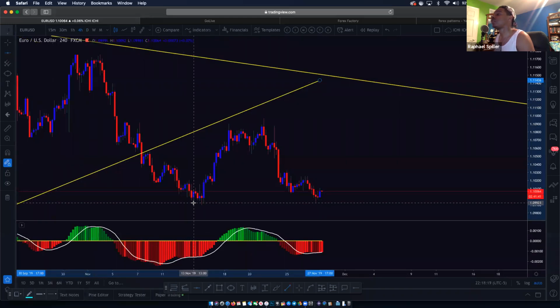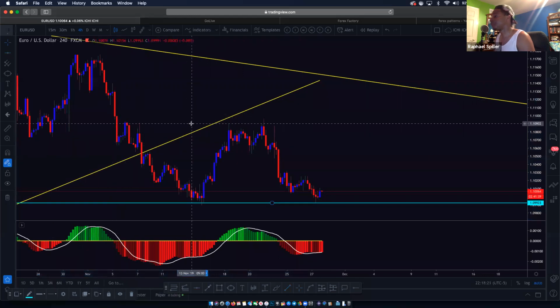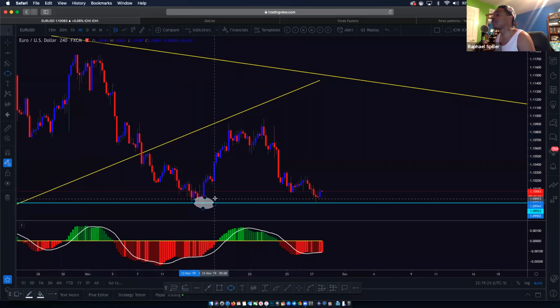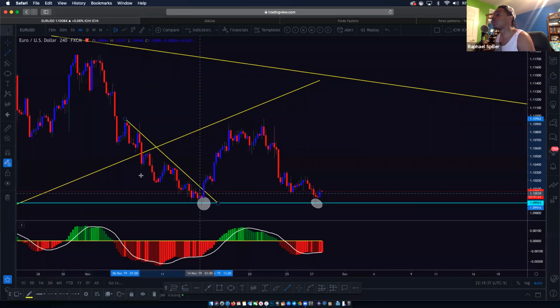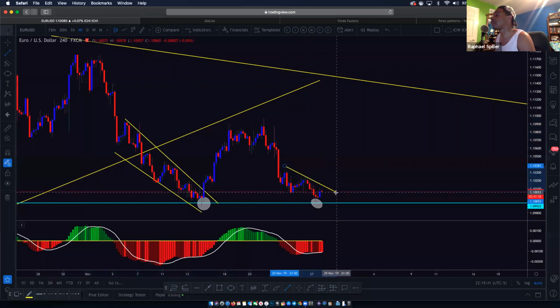And we actually see that it cannot break this level. It's forming the exact same pattern that it formed over here. Look at this. We just went through this today. We just literally went through this pattern. It's forming this exact same pattern.